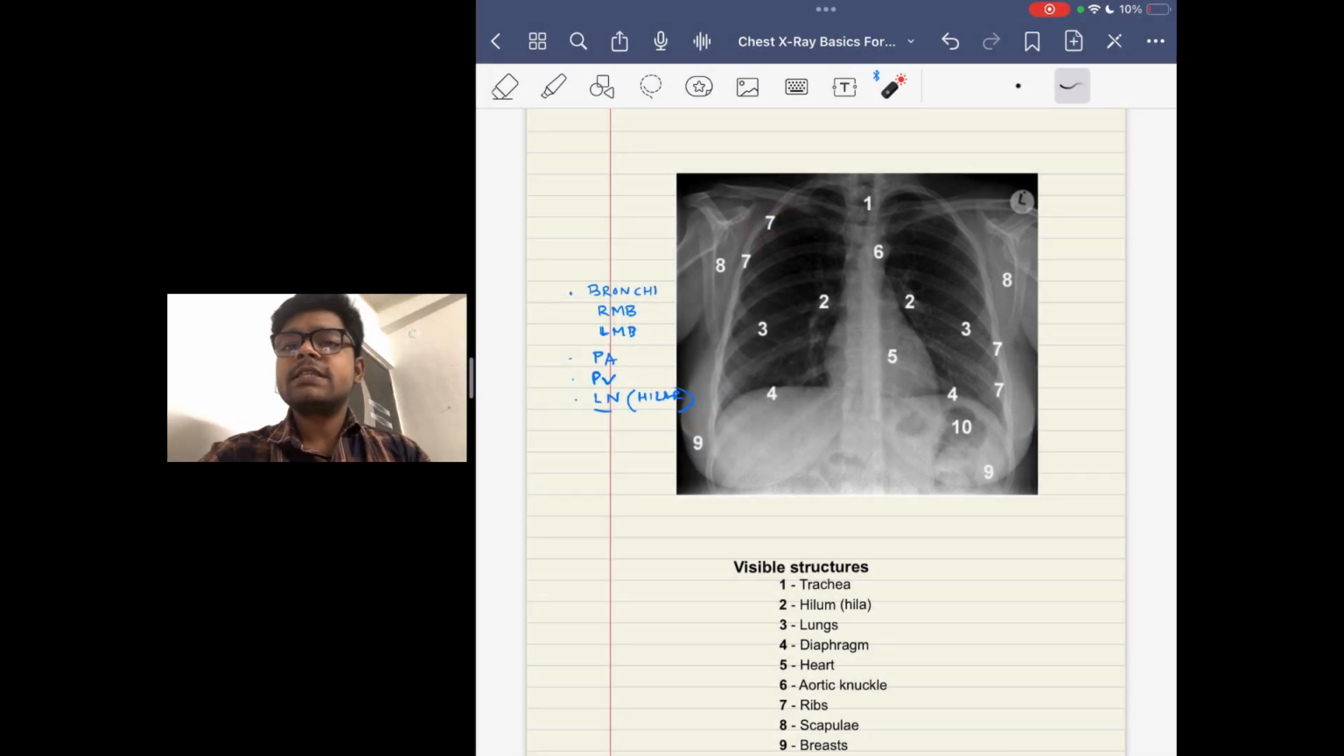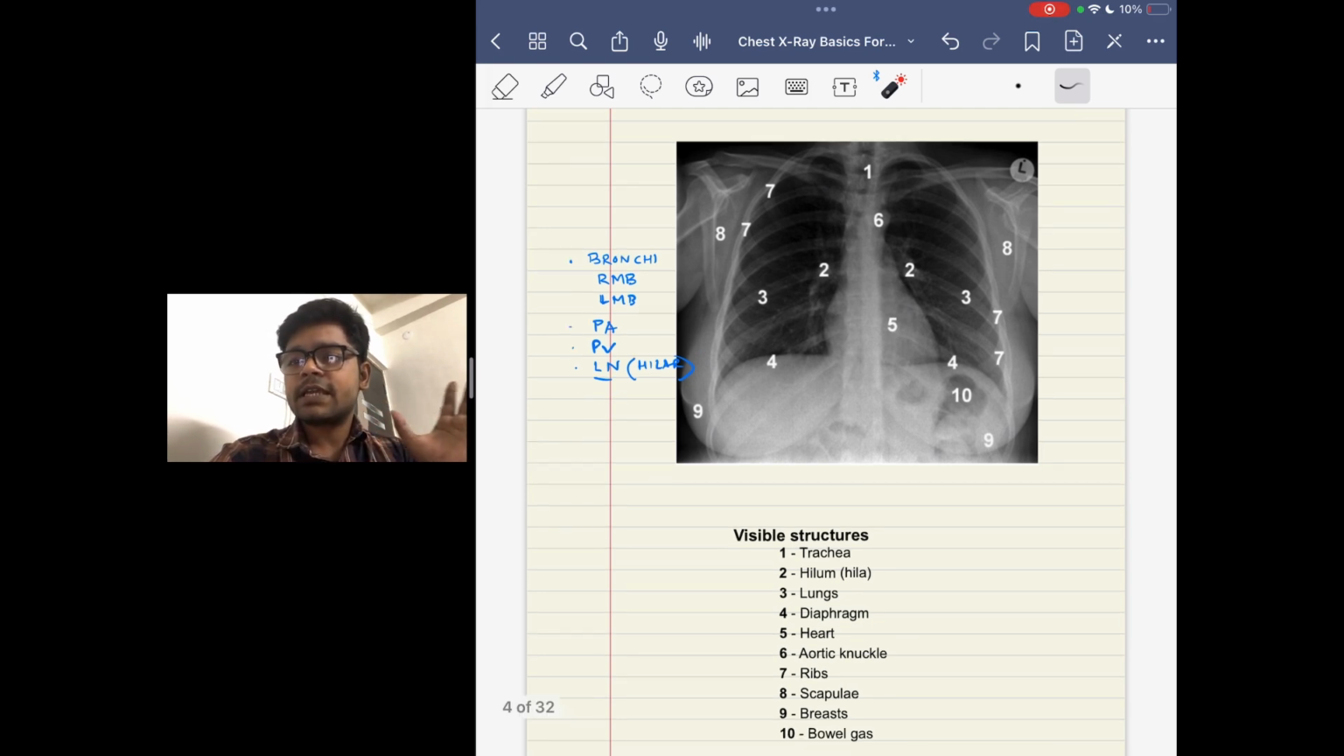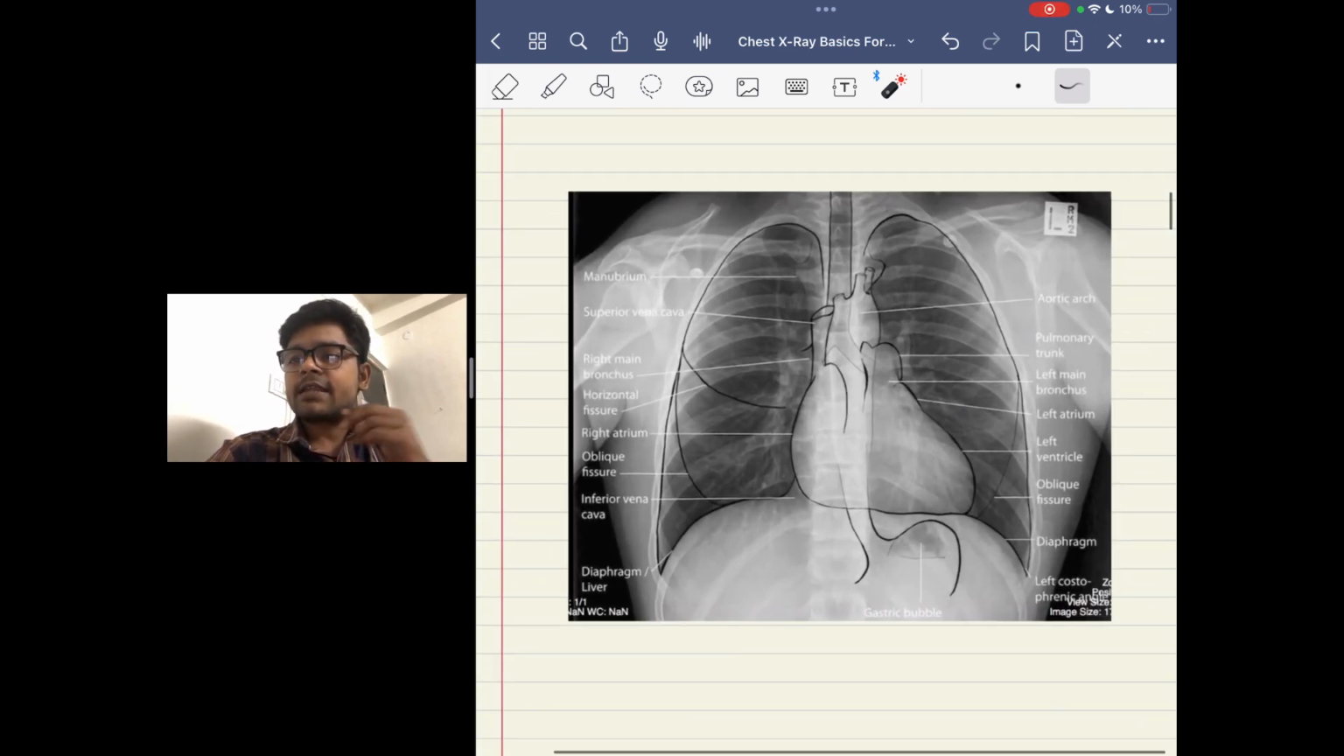So we will see the rib counting eventually in this series, how to count the ribs. And if it is a female patient, there will be a breast tissue shadow. That is very obvious. So this is regarding more or less the normal structures. This is again another X-ray showing you annotated images of the entire anatomy.